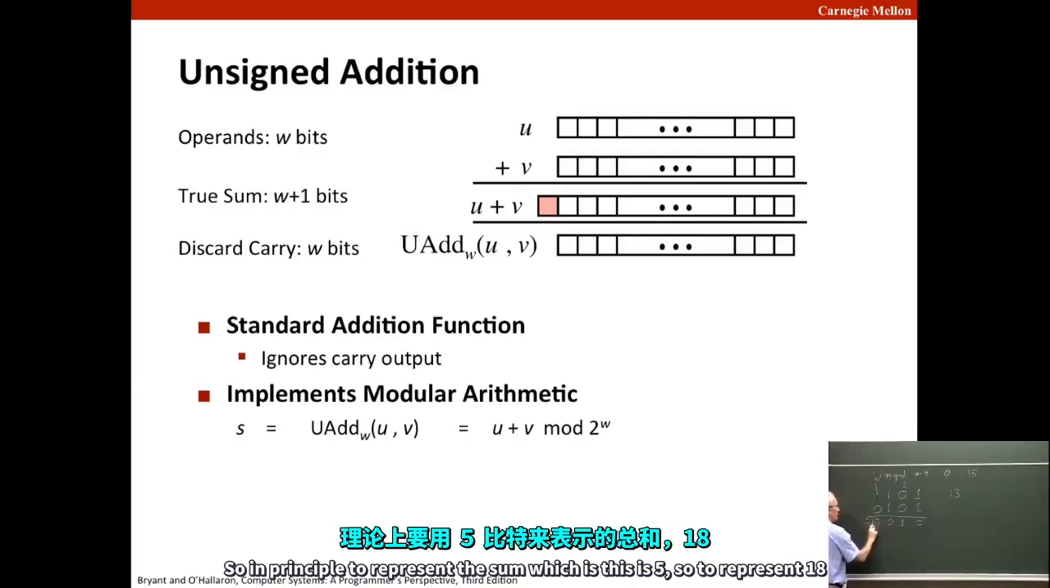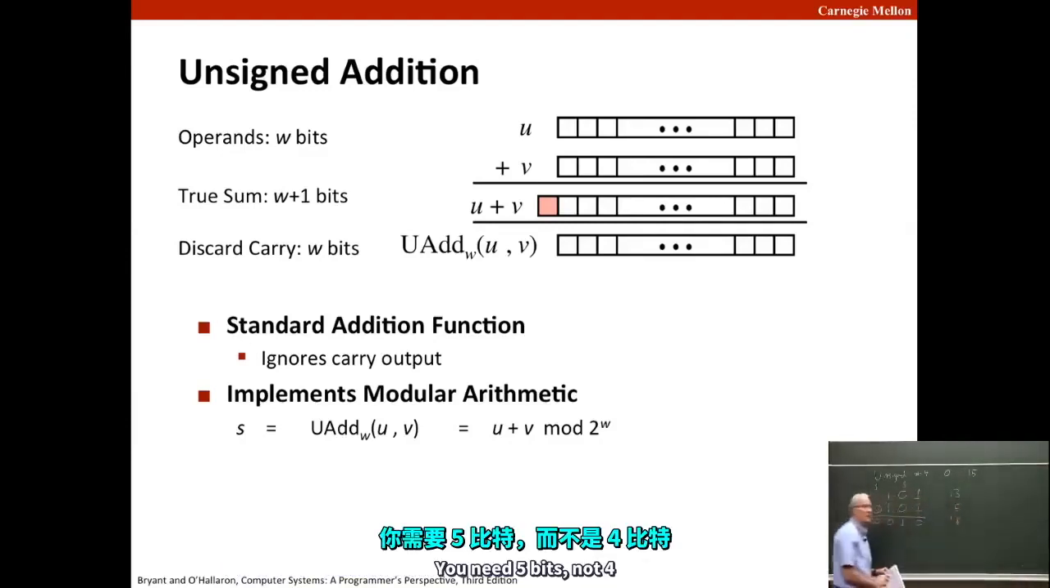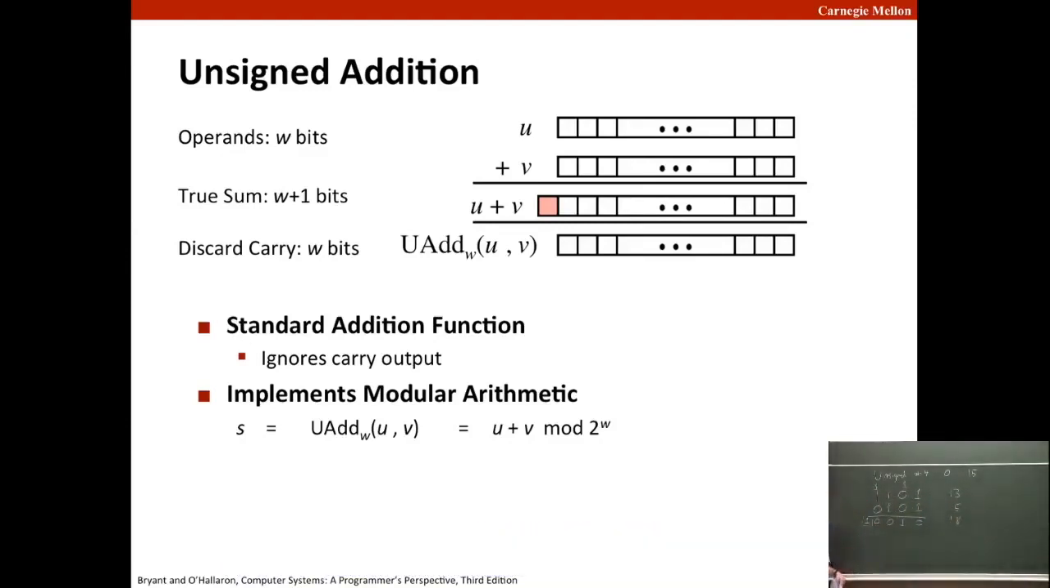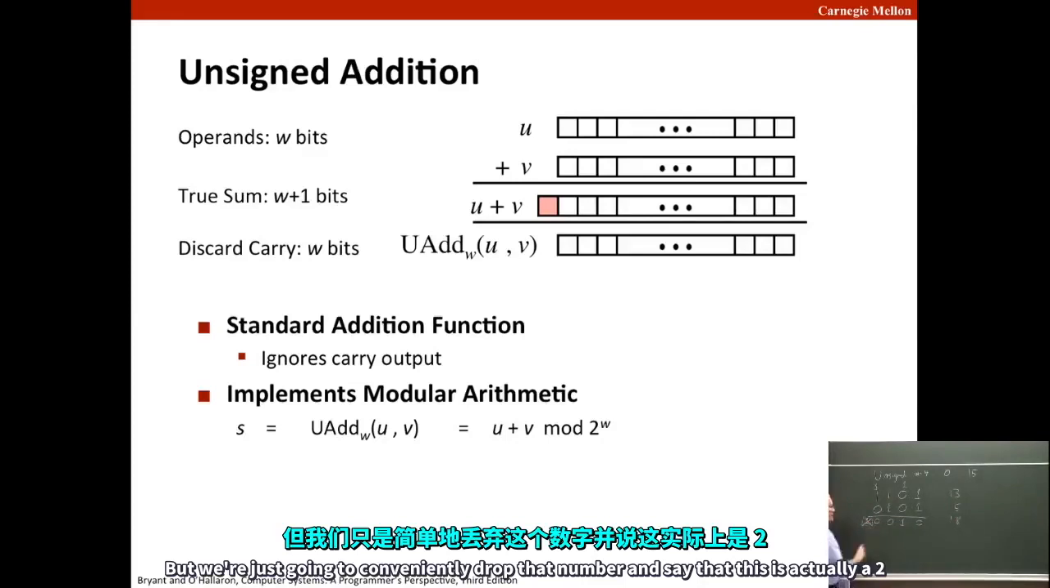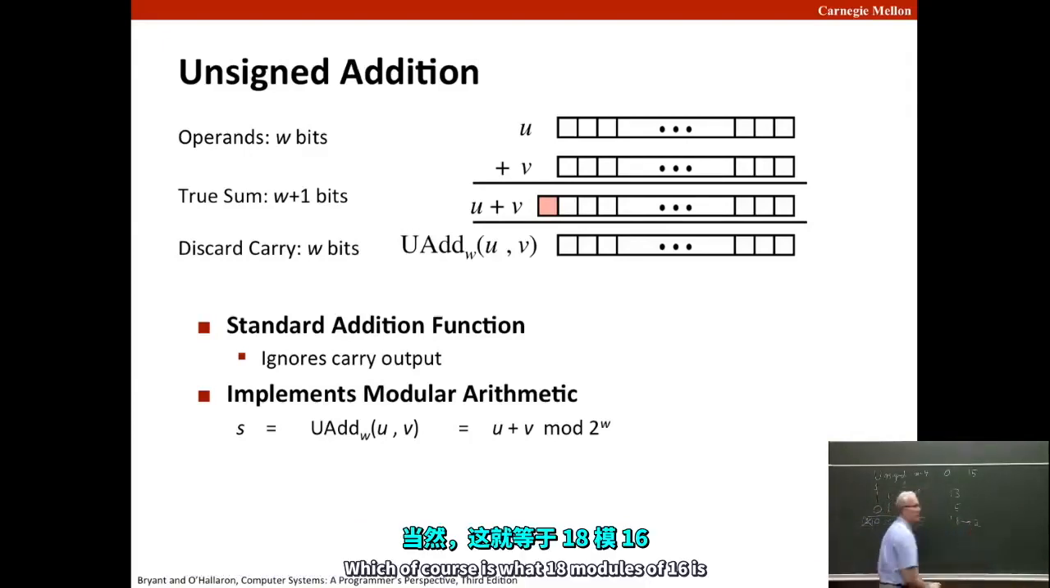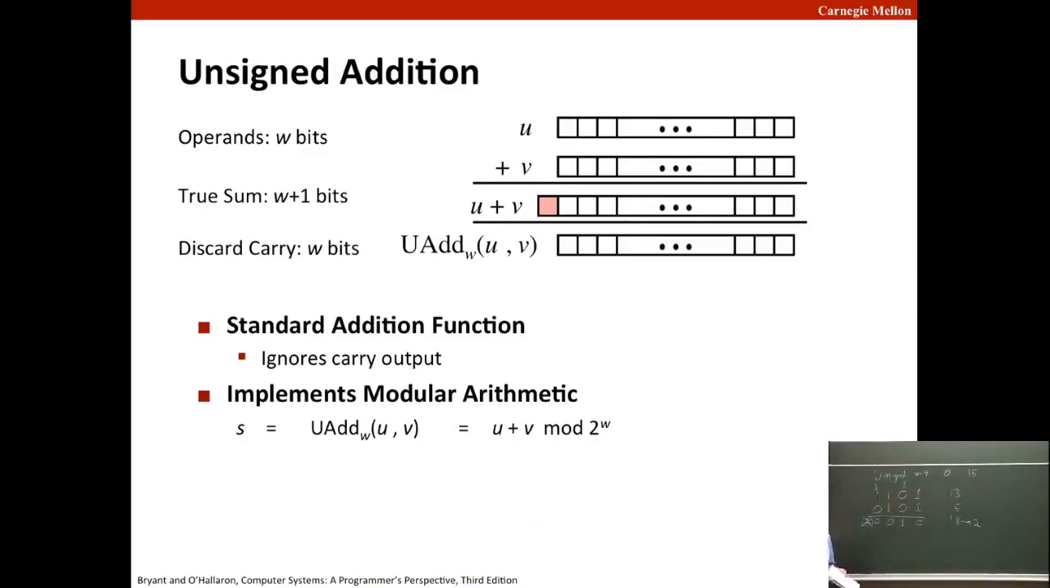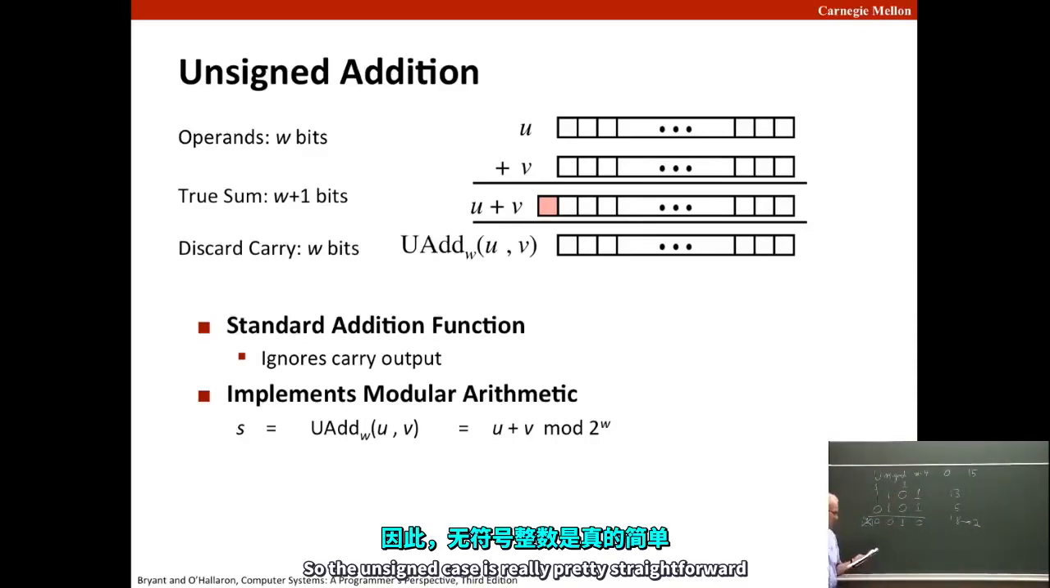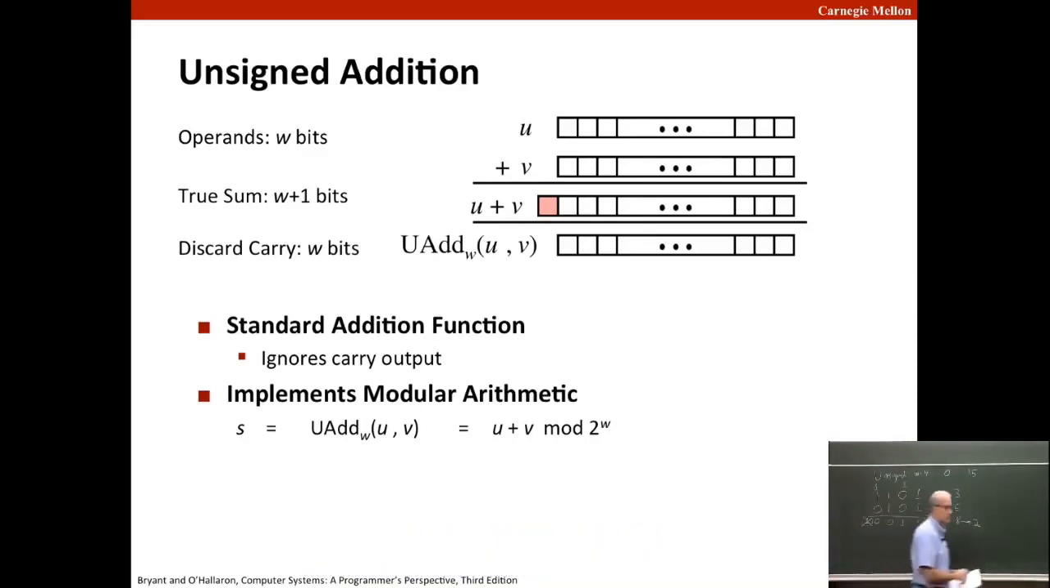So in principle, to represent the sum, which is 18, you need 5 bits, not 4. But we're just going to conveniently drop that bit and say that this is actually 2, which of course is what 18 modulo 16 is. So the unsigned case is really pretty straightforward.